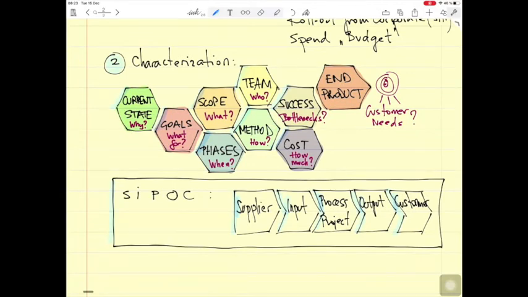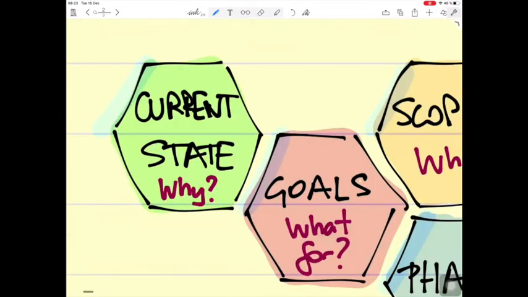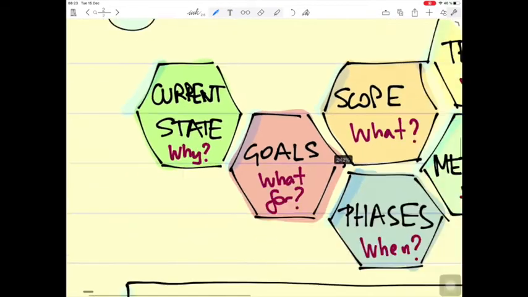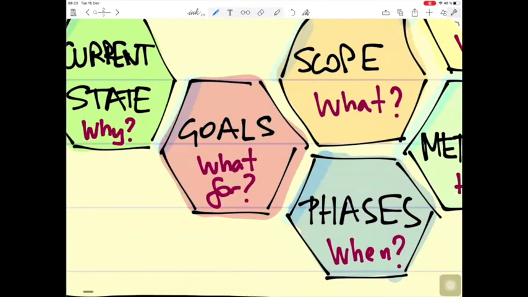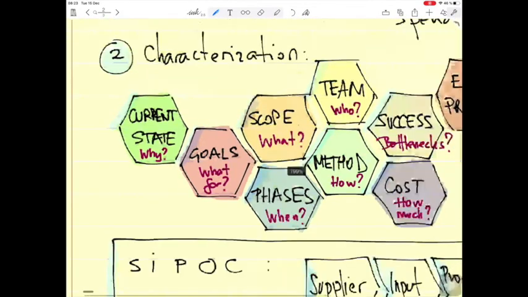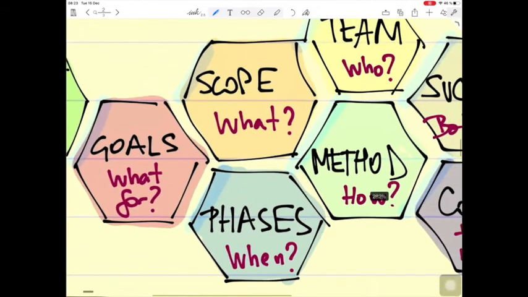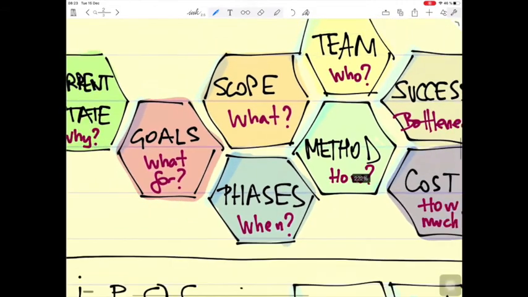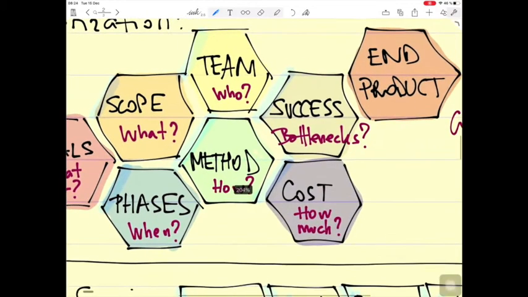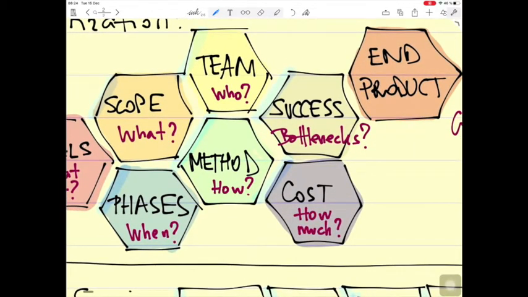The second step is the characterization, and here we ask the question why, and then we try to clarify what is the current state. Then we ask the question what for, and then we try to clarify the goals. Then we try to clarify the scope, and we ask the question what, then clarify the phases, when, then the team, who is going to do it, then the method, how is it going to be done, then the success needs to be defined upfront. What are the bottlenecks?